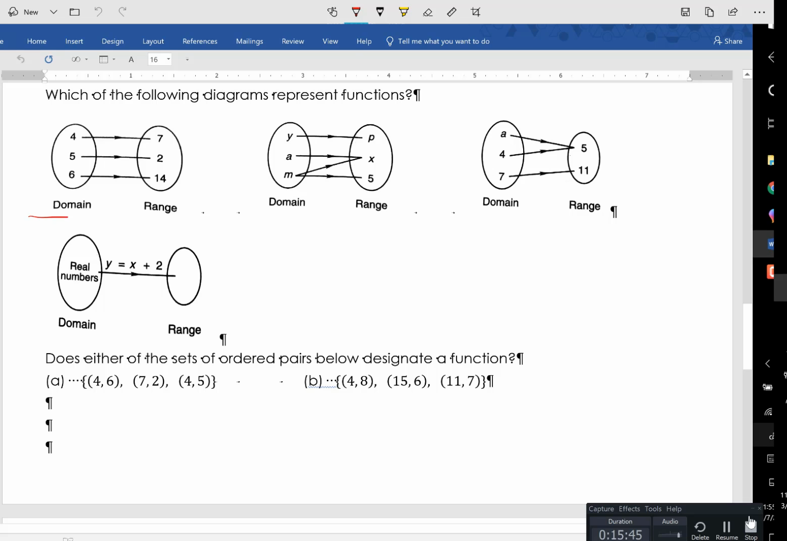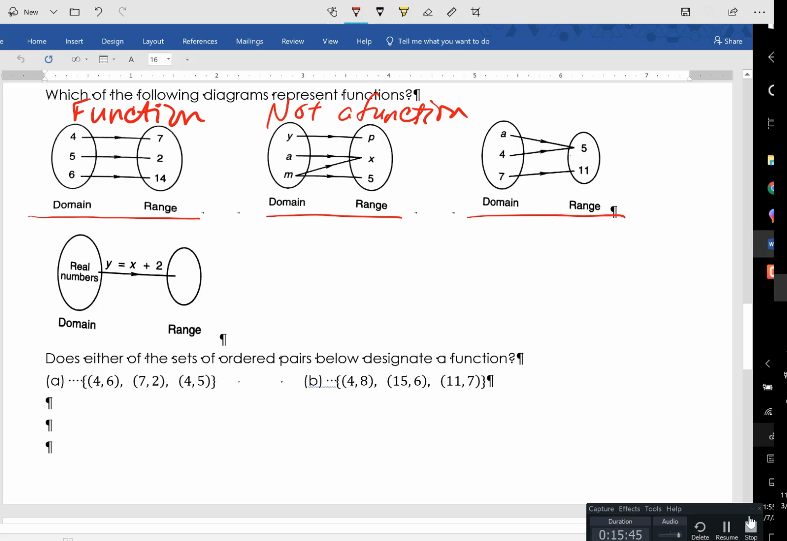Look at this first example here. Notice that every member of the domain is mapped to exactly one member of the range, so this is a function. Over here, y is mapped to exactly one member, p. A is mapped to exactly one member of the range, x, but m is mapped to two different members of the range. M goes with x and with 5. That's not okay, so not a function.